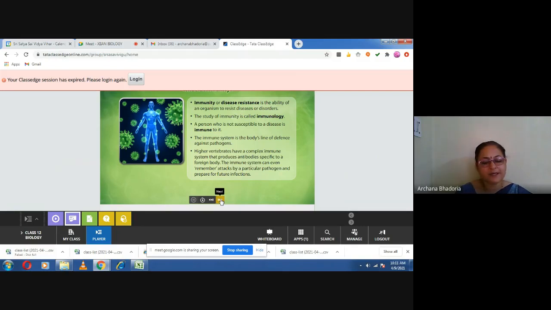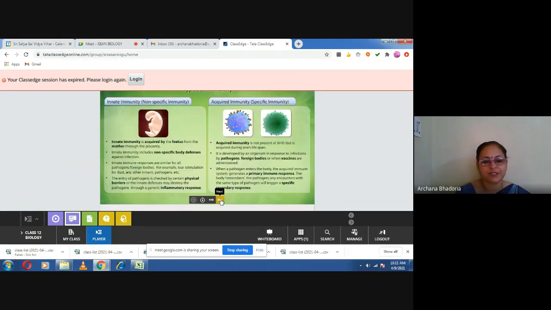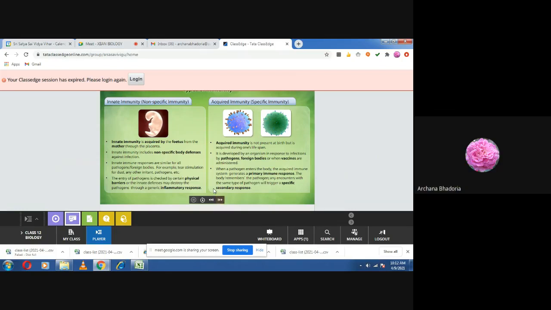Written. Now we start with the types of immunity. So quickly write down types of immunity. There are two types of immunity, children: the innate immunity and the acquired immunity. The innate immunity is that which we are born with, and acquired immunity is which we develop during the lifetime. We are not born with the acquired immunity.